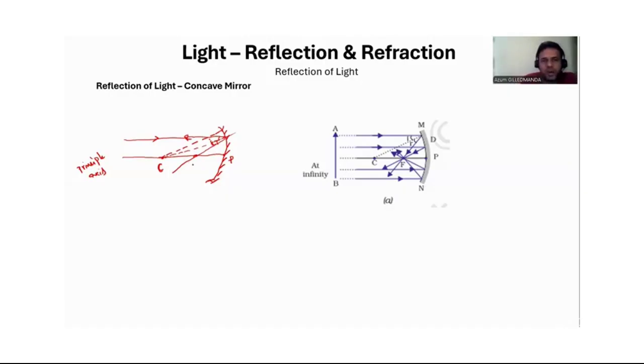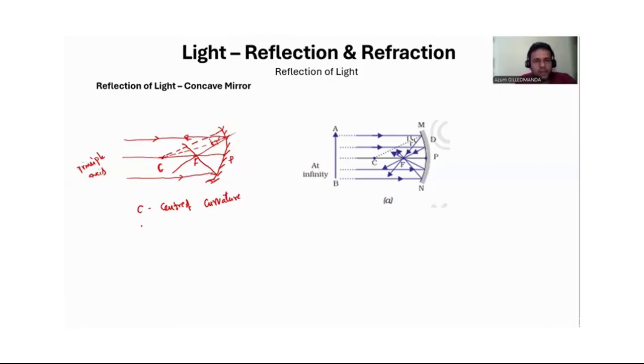That point is called F, focus. Why? Because any parallel beam of light that falls onto the concave mirror reflects through this focus point. So that point is denoted by F, and that is called the focus of the concave mirror. So what is C? C is the center of curvature.